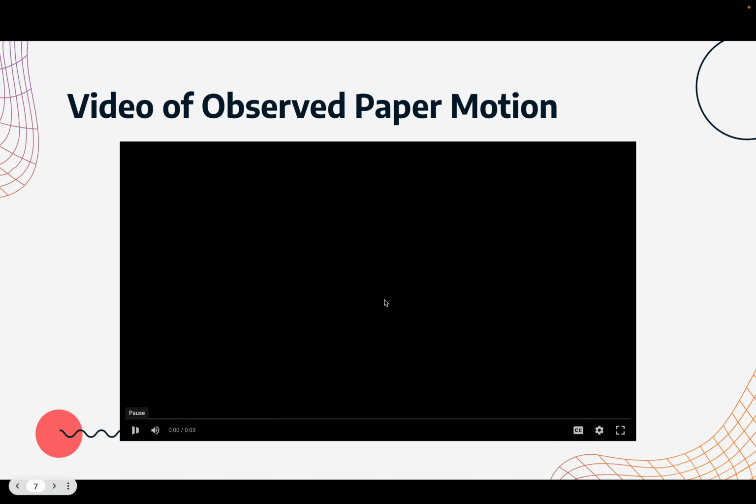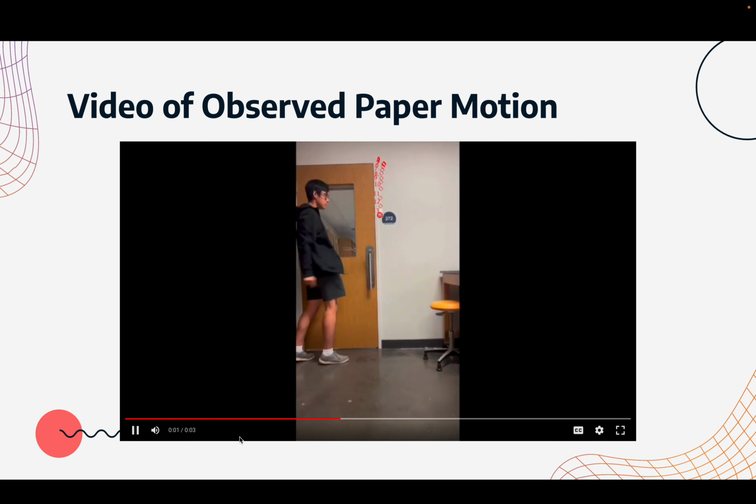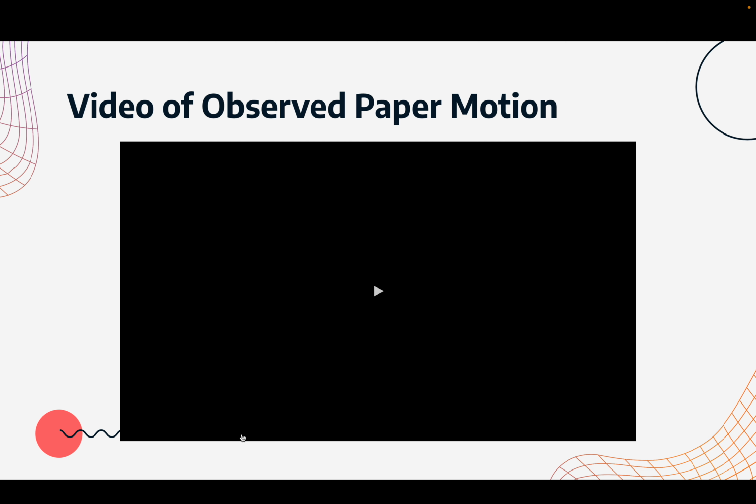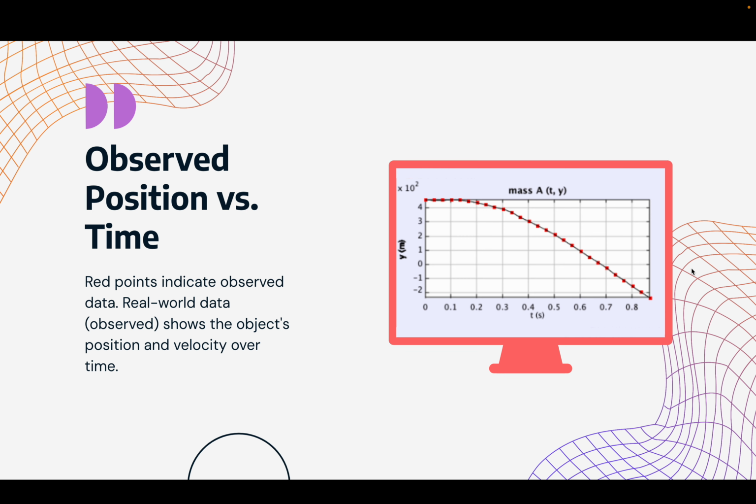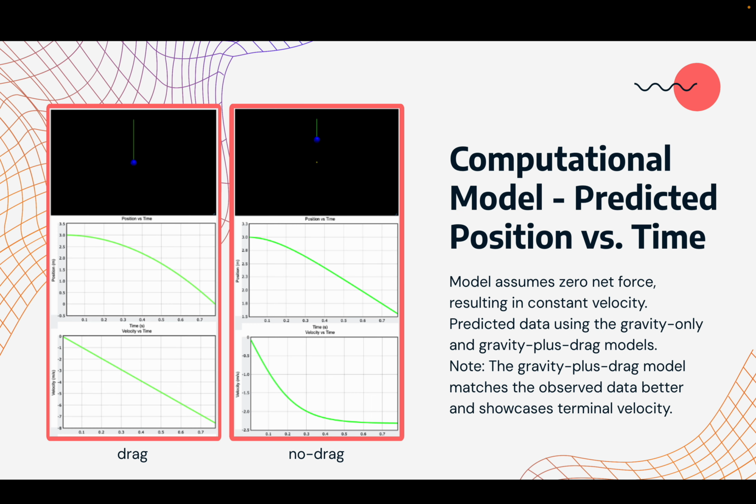So here is a video. Nice. As you can see, the paper fell. So here's our observed position versus time graph. As you can see, there are many red dots indicating the observed data, and it shows the object's position and velocity over time. And there's a curve in the graph.